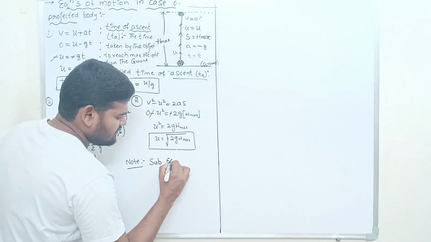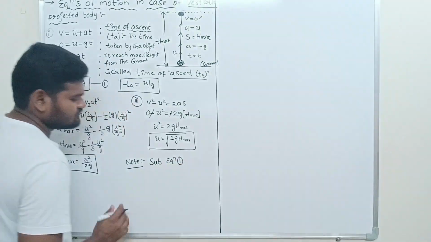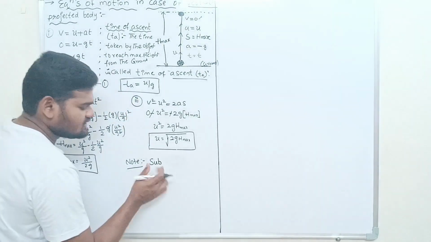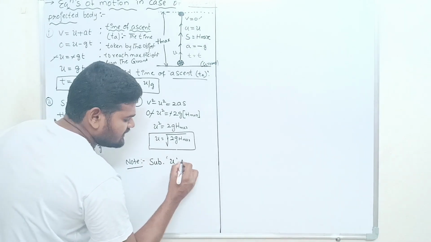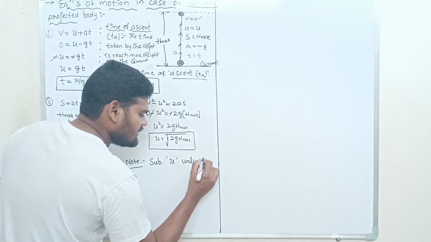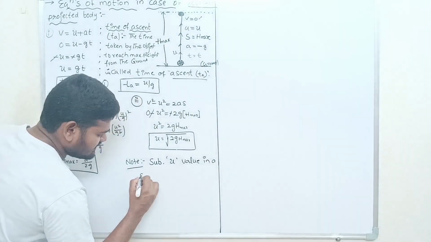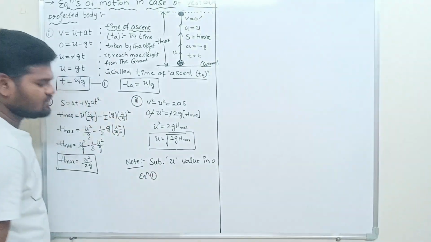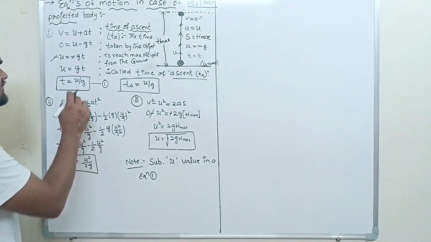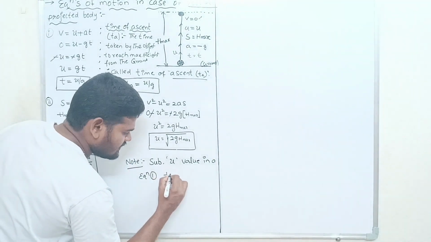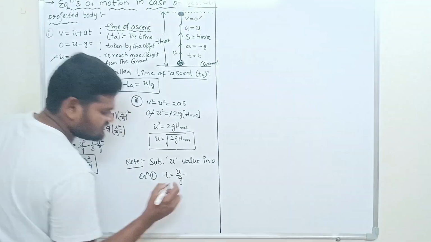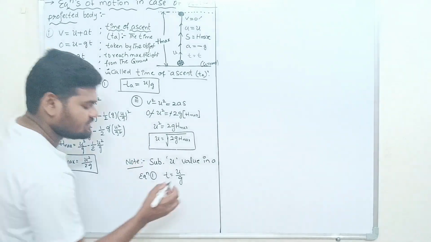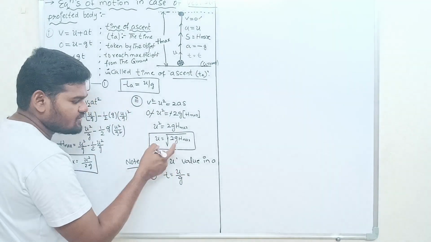Substitute the u value in equation number 1. You just write it like this. So what is equation 1 here? P is equal to u by g. P is equal to what? u by g, where u is equal to what?